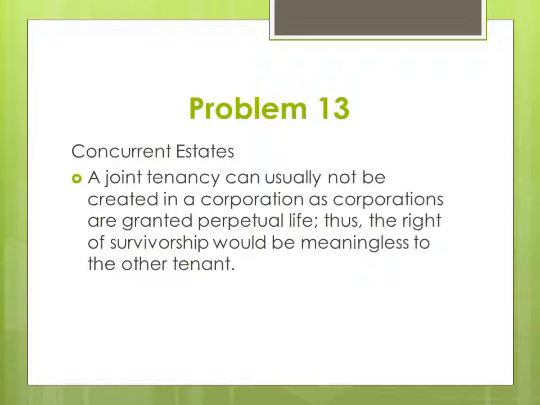So A is a divorced spouse, B is a related minor child, and D are unrelated adults. So all of them are able to have a joint tenancy, but an unaffiliated corporation, answer C, is the exception and is the correct answer.